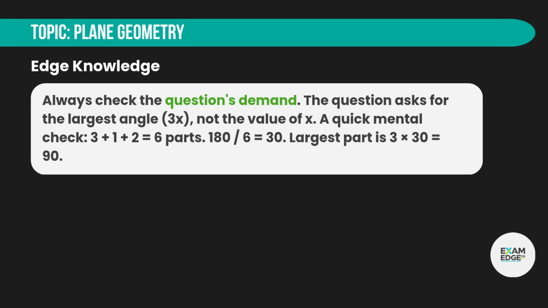Edge knowledge. Always check the question's demand. The question asks for the largest angle, 3x, not the value of x. A quick mental check: 3 plus 1 plus 2 equals 6 parts. 180 divided by 6 equals 30. The largest part is 3 times 30 equals 90.